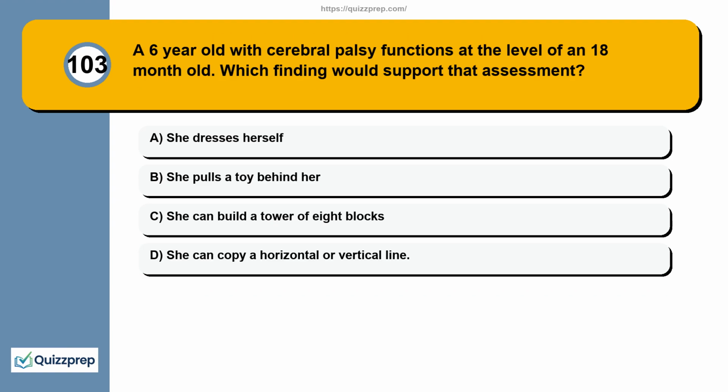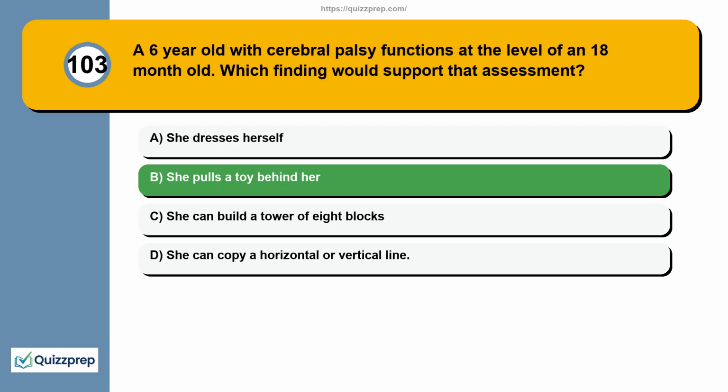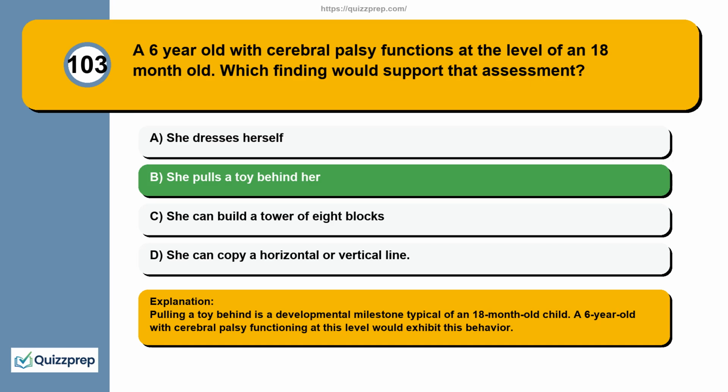Question 103. A 6-year-old with cerebral palsy functions at the level of an 18-month-old. Which finding would support that assessment? She dresses herself. She pulls a toy behind her. She can build a tower of 8 blocks. She can copy a horizontal or vertical line. Pulling a toy behind is a developmental milestone typical of an 18-month-old child. A 6-year-old with cerebral palsy functioning at this level would exhibit this behavior.